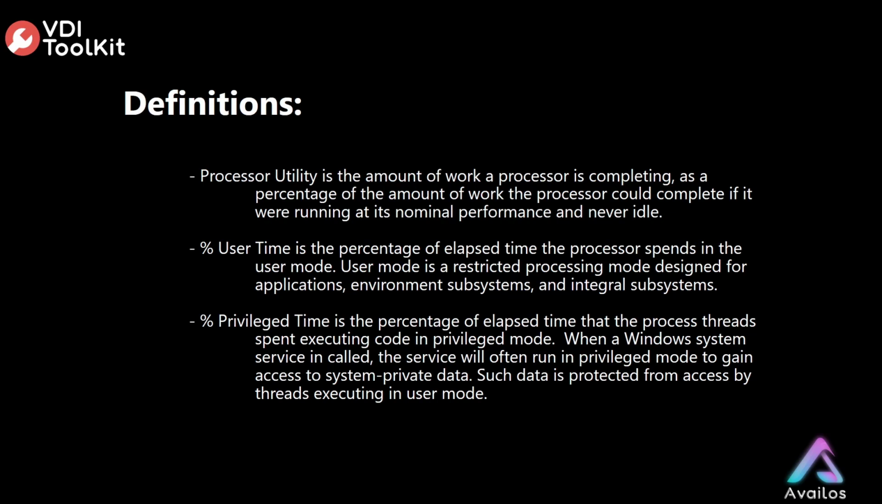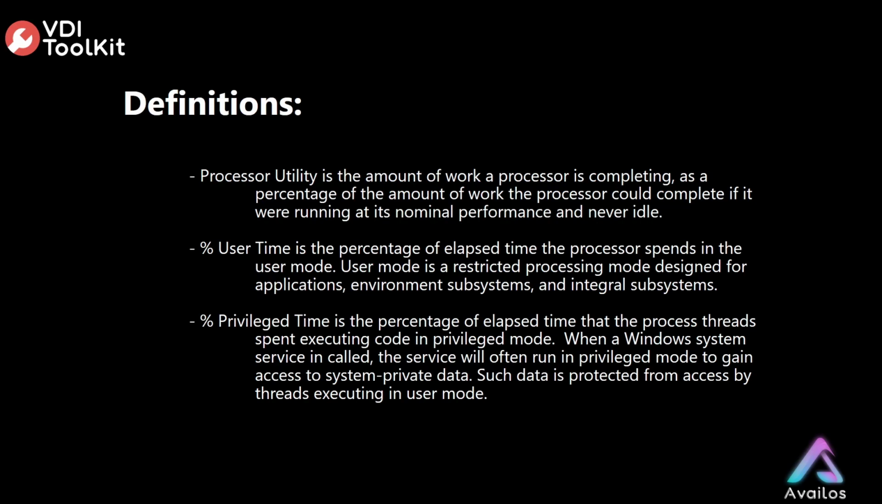The user time is the percentage of elapsed time the processor spends in user mode. User mode is a restricted processing mode designed for applications, environment subsystems, and integral subsystems. So what does that mean? It means basically the amount of the CPU that's being used for user applications that are running.